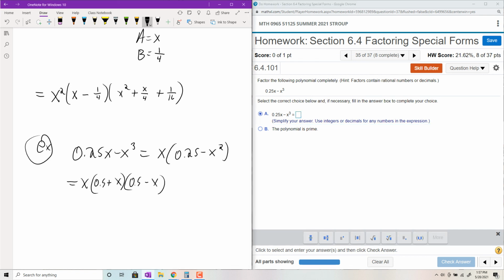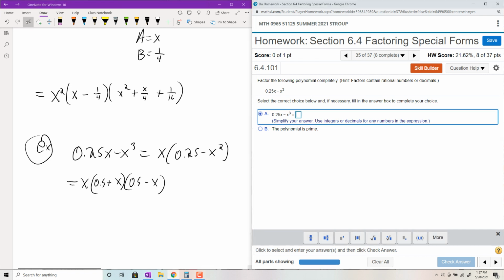Use integers, okay. So x times 0.5 plus x times 0.5 minus x.